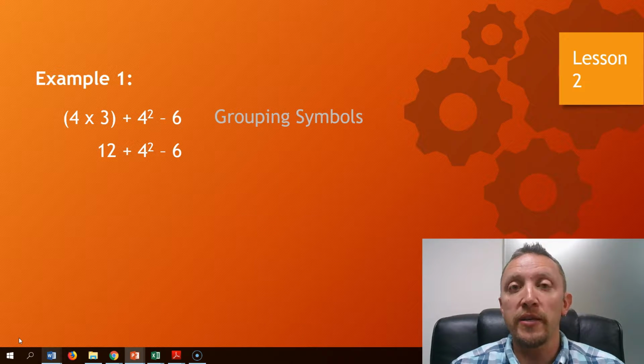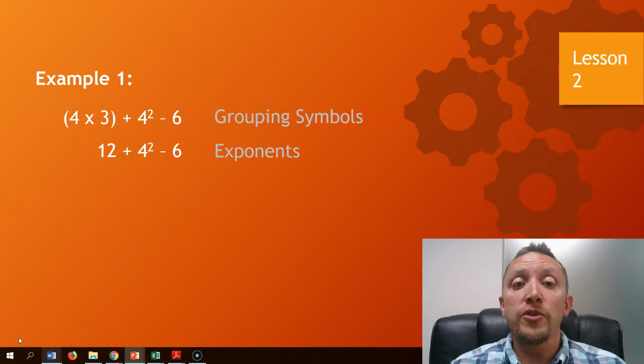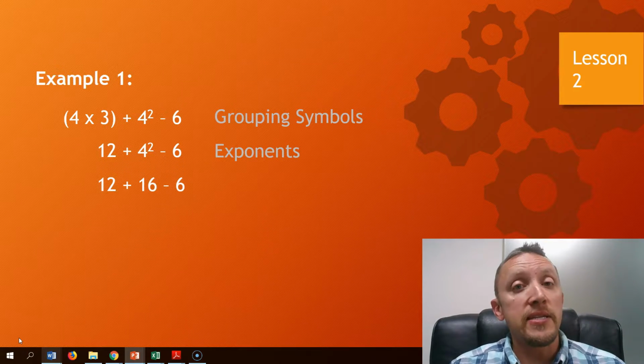Look at your notes. What comes next? Exponents. So do we have exponents? Yes, we have 4 squared. So we're going to do that next. So 4 squared is 16. So we would have 12 plus 16 minus 6.